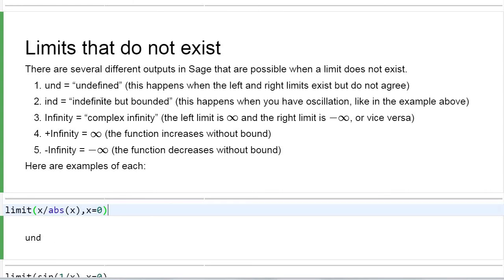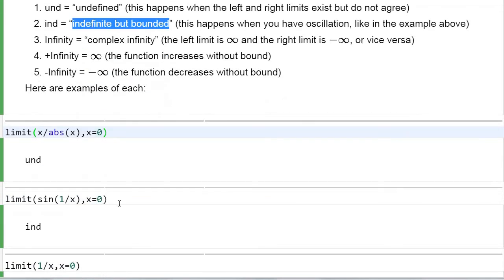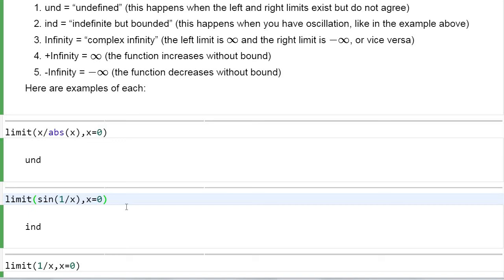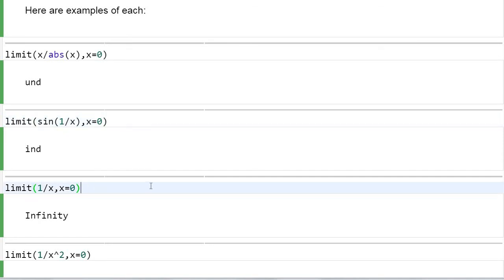Und. We saw the IND, indefinite but bounded. That happens when there's oscillation back and forth. There's boundaries, but it doesn't approach any particular number. So that's IND. We also saw infinity, which is the complex infinity. That happens when the left limit's positive infinity and the right limit's negative infinity, or vice versa. So you get opposite infinities from the left and right. That was 1 over x.